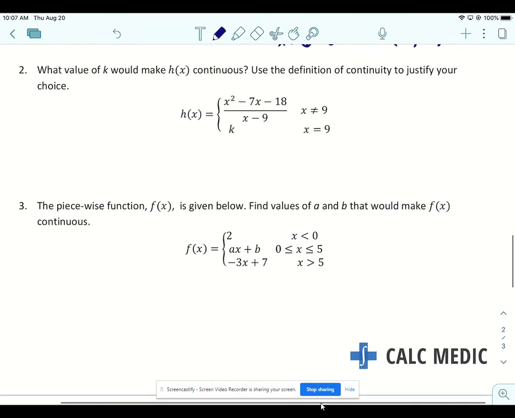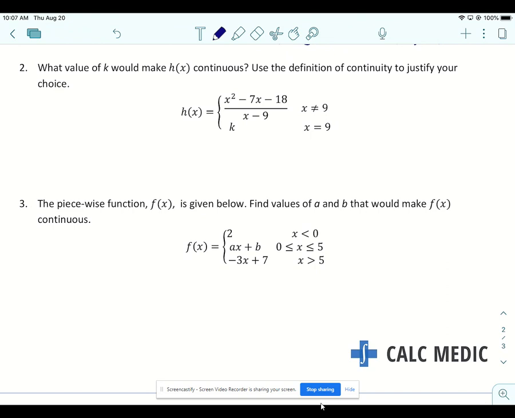All right, so let's look at the next one. So you see a lot of piecewise functions on these types of problems. So 2 says, what value of k would make h of x continuous? And then we're going to use the definition of continuity to justify our choice. All right, so first, let's see if we can do it by finding the limit as x approaches 9 of h of x.